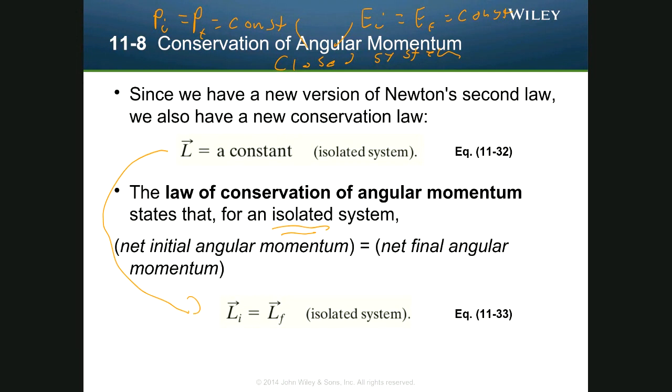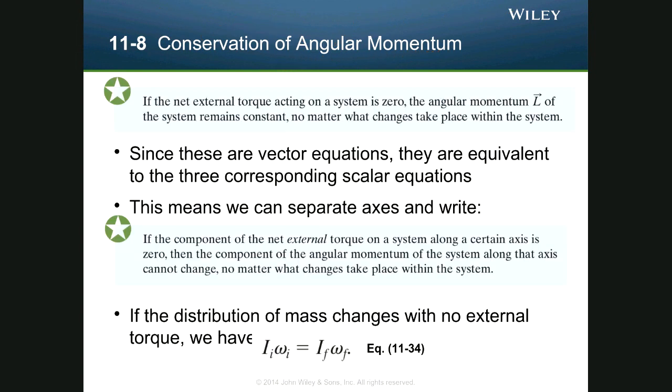So we can see that it's a little more useful in this form here, where we have I omega initial equals I final omega final. This is a very useful form of the conservation of angular momentum. And we want to look at these 2 star points here. So if the net external torque acting on a system is 0, the angular momentum is conserved, no matter what changes take place within the system.